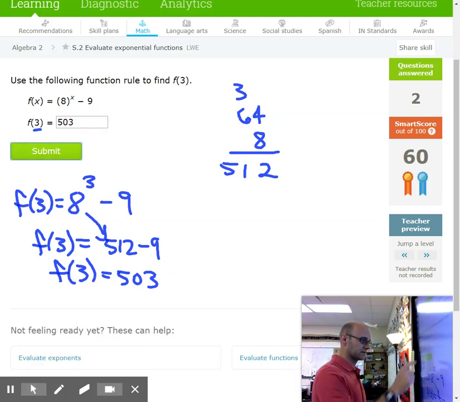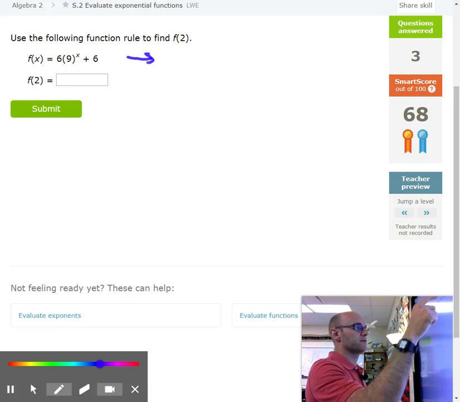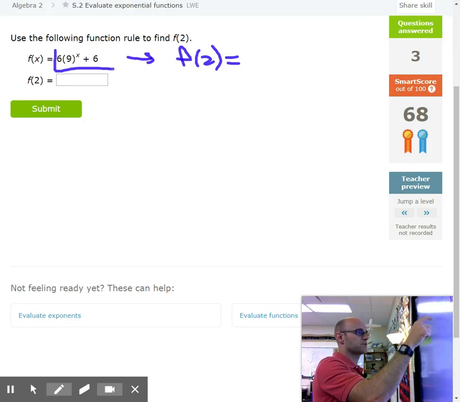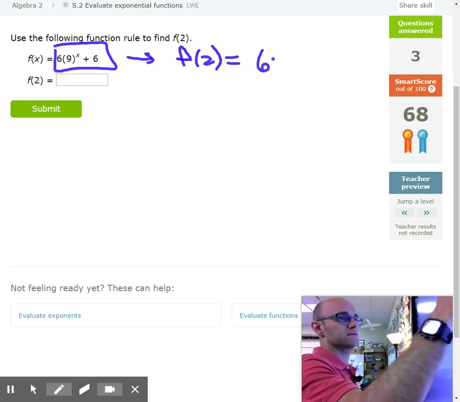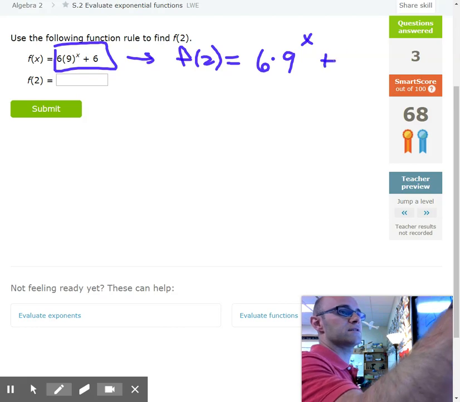Let's do one last example here. Okay, in this last example, we have multiplication and addition. Looks like one more good problem to wrap up with. So let's write it out. Here we go. They want us to find f of 2, so we need to write out the function f of x, okay, 6 times 9 to the x plus 6.